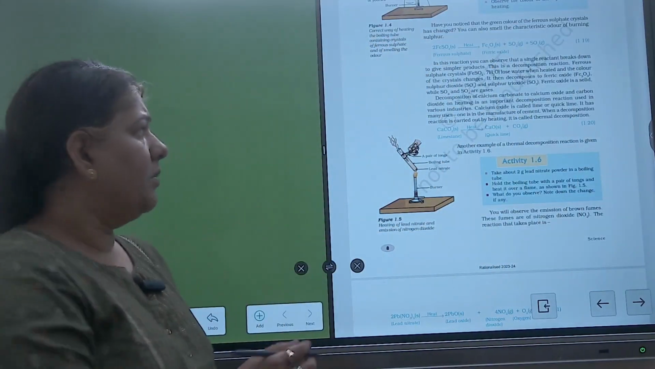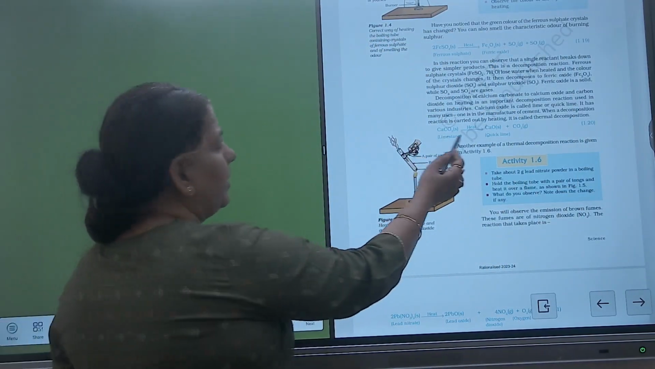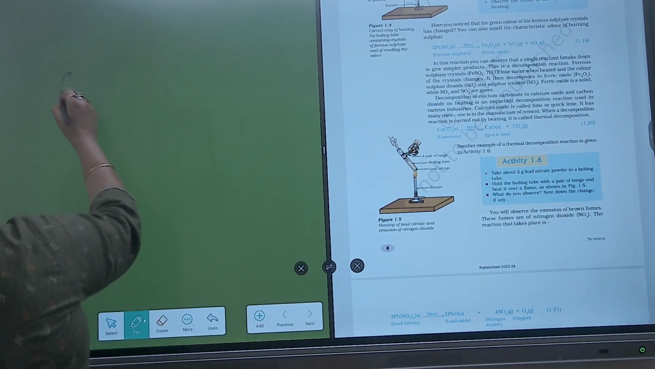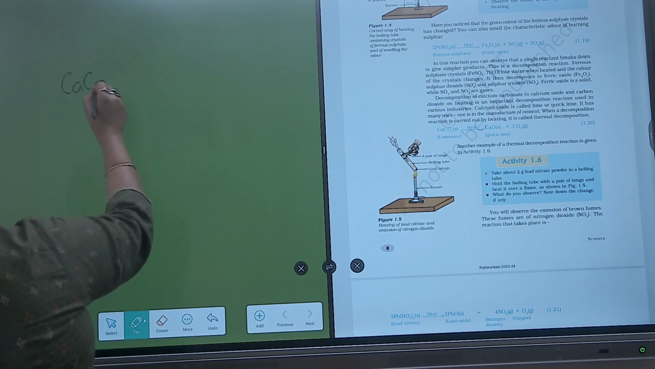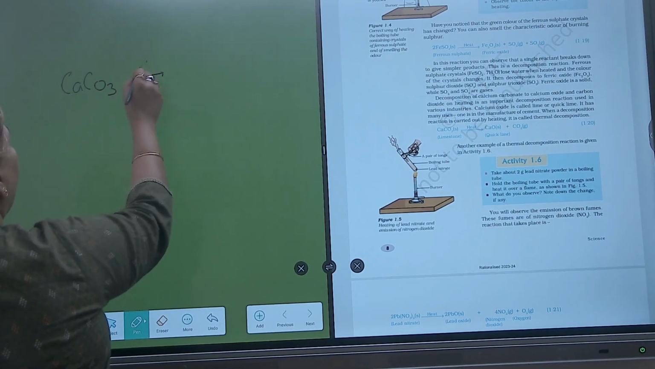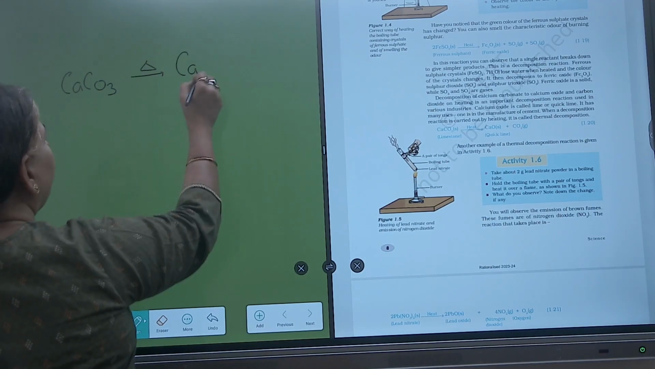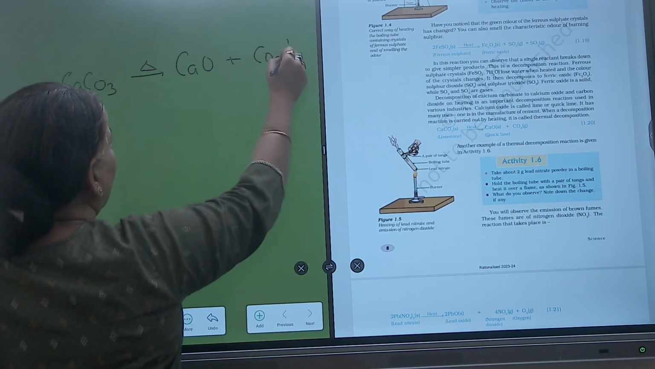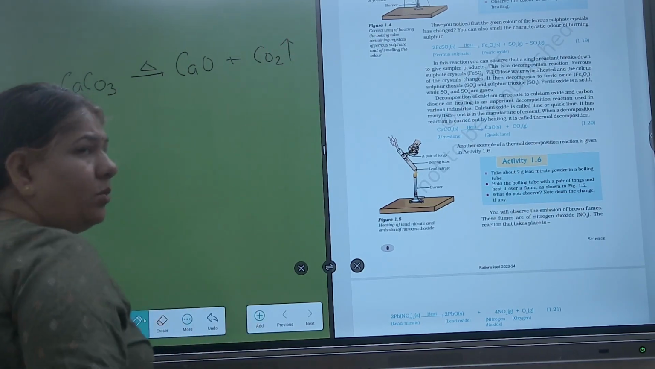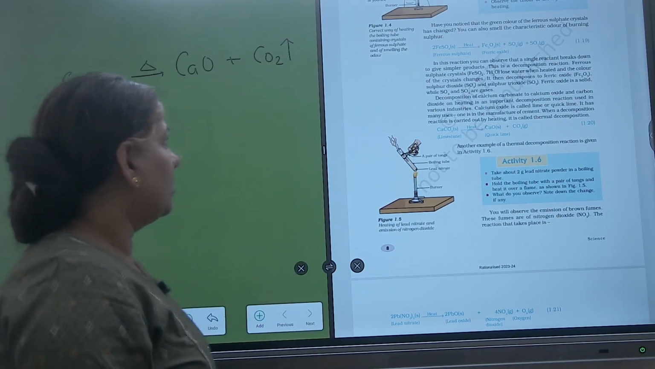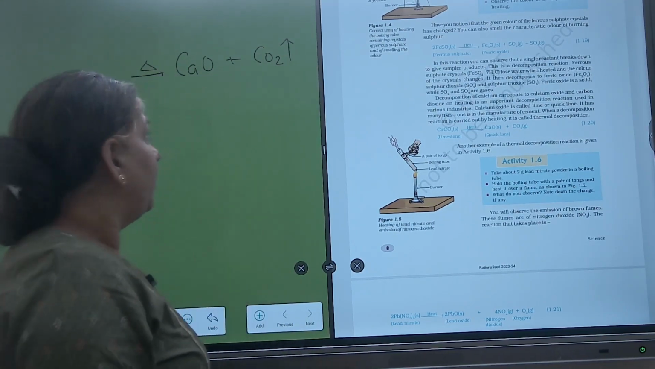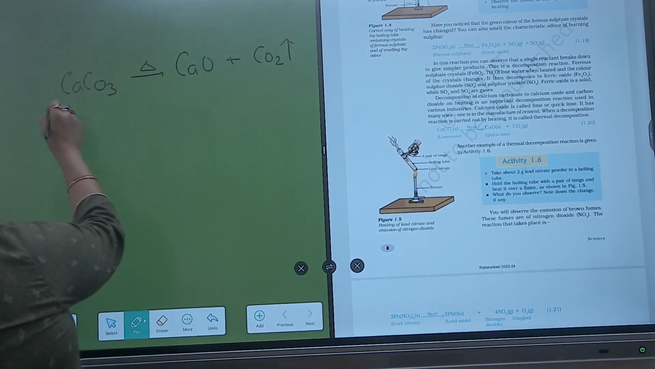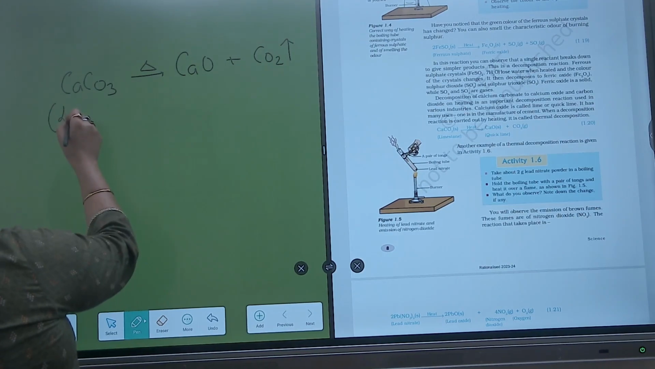See, the next thermal decomposition reaction is heating calcium carbonate. Calcium carbonate again is a white salt. On heating it, we get calcium oxide, CaO, plus CO2 gas is released. So here we can detect the gas by passing it through lime water, which is chemically slaked lime, which turns milky. Calcium carbonate is called limestone.